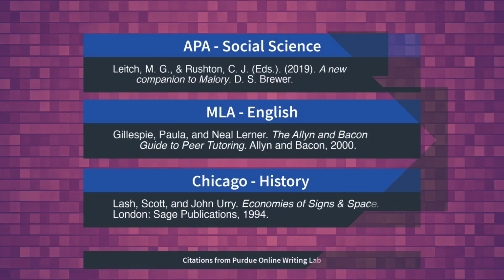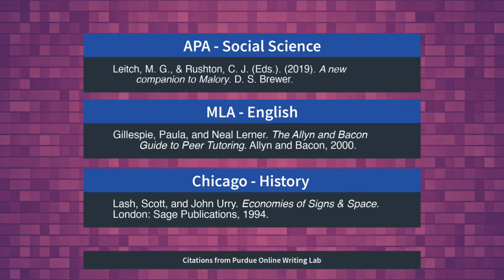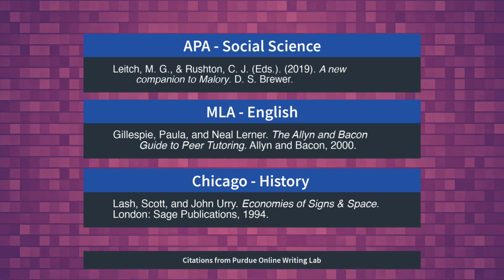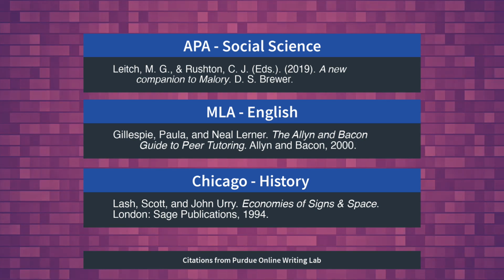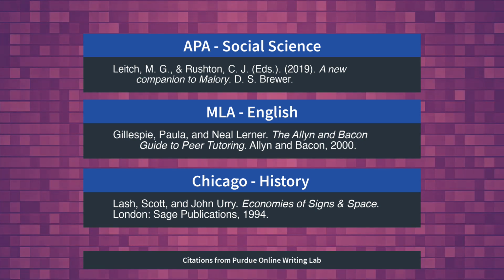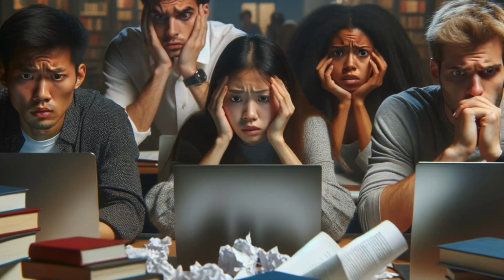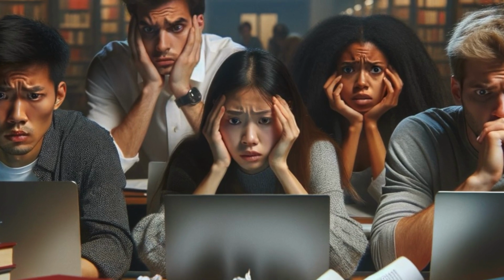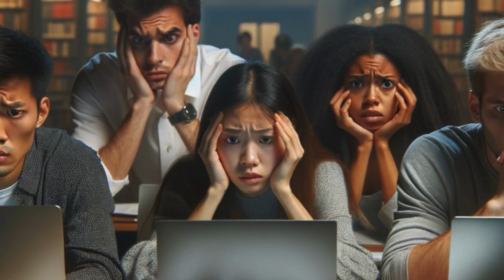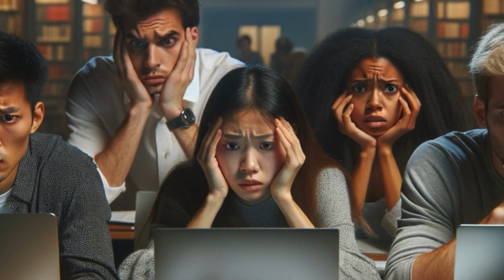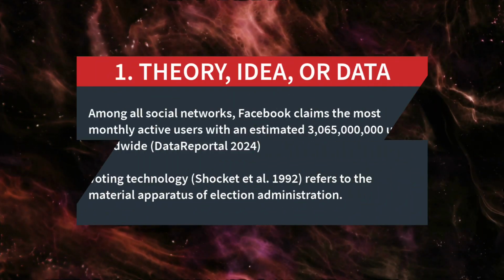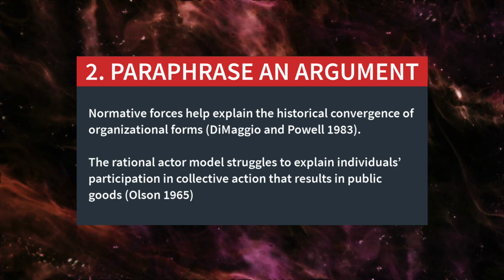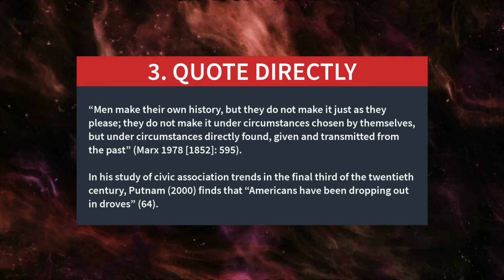The format in which we acknowledge others' work tends to vary across disciplines. Citations, in other words, look different in political science than they do in philosophy, or sociology, or literary criticism. Some disciplines prefer footnotes, others endnotes, and still others prefer that we cite our sources directly in the body of our work. Regardless of the format in which we present our citations, we tend to use others' works in one of three ways. We can cite a theory, idea, or data. We can paraphrase an argument. And we can quote directly from other texts.